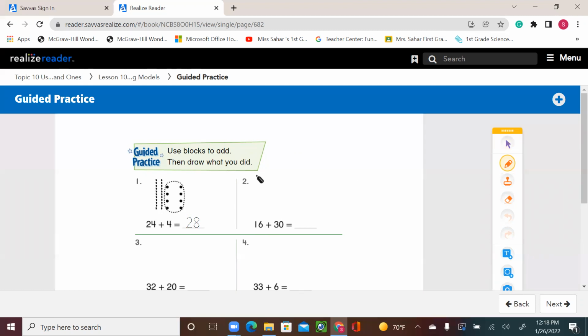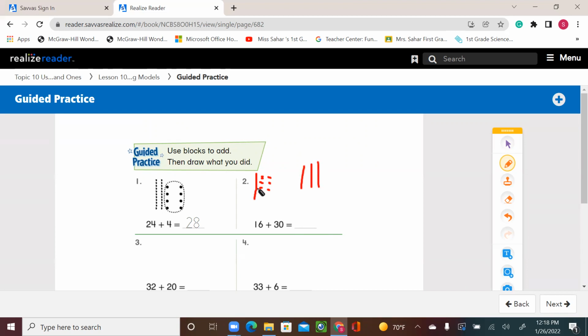16 means 1 ten and 6 ones. Okay, second addend, 30 means 3 tens.